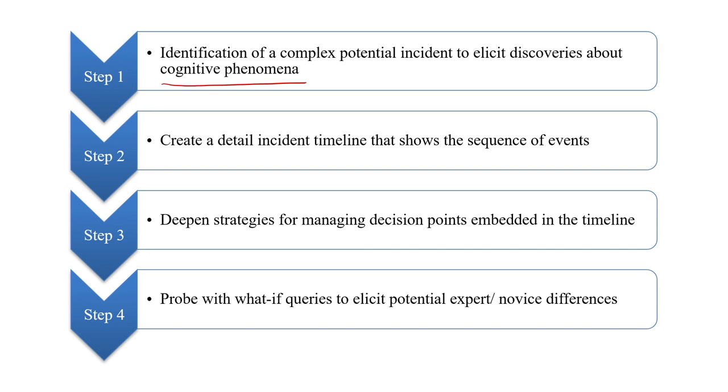In the second step, we create a detailed incident timeline. When we are talking about decision making or the critical decision method, there is an incident and we try to understand what happened first, what happened second, what happened third. So on a timeline we detail out the incidents, which shows the sequence of events. Once we have the sequence of events, we really know where the problem started. Suppose there is an error or an accident; it must not have started at the initial stage or at the very end stage. Somewhere it must have started.